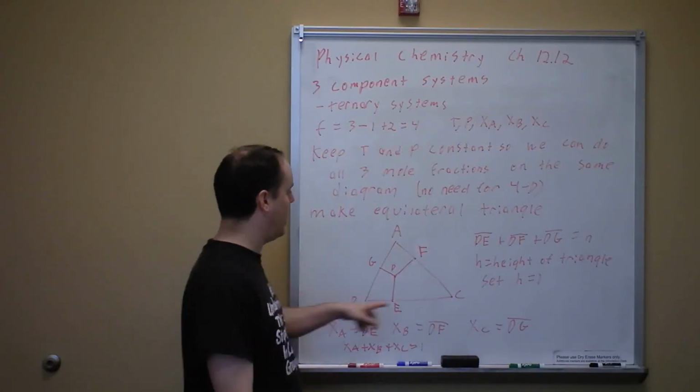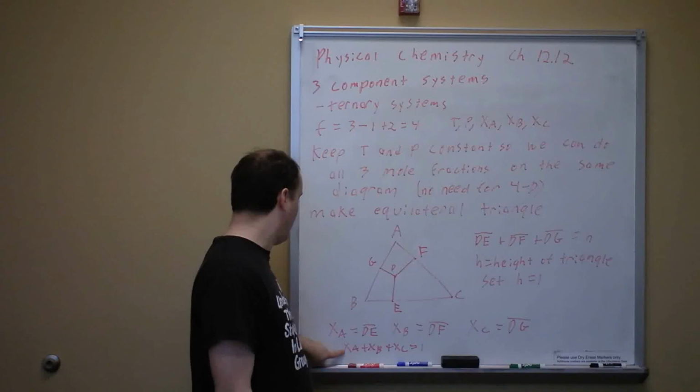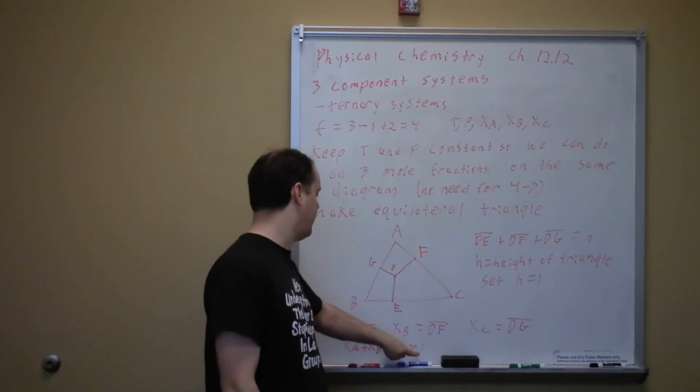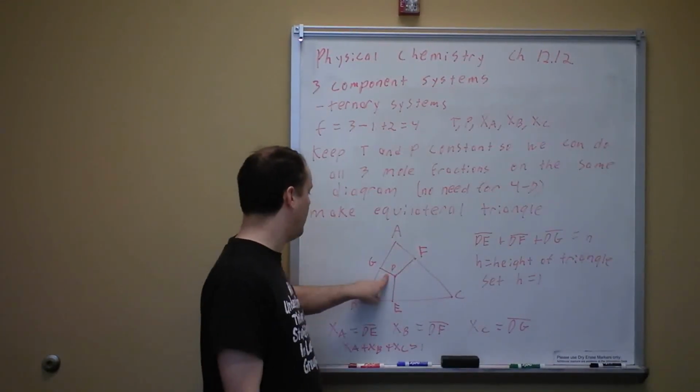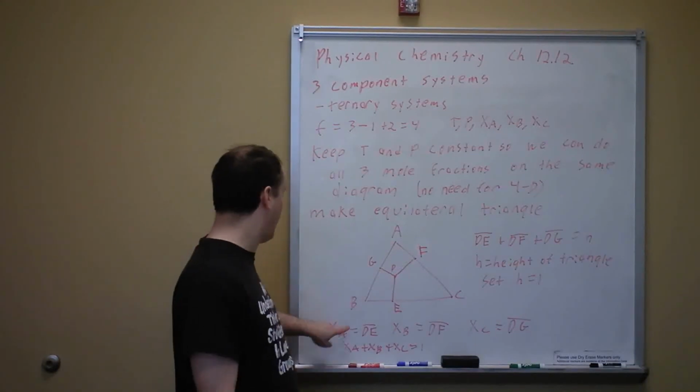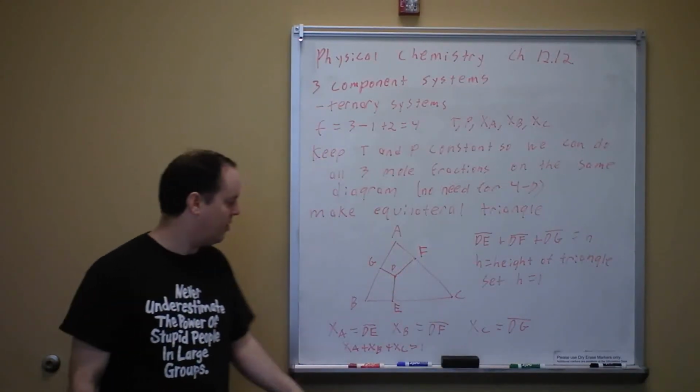And since we said that H is 1, we know mole fraction of A plus mole fraction of B plus mole fraction of C equals 1. So now we know this plus this equals 1. That's why we were able to make these substitutions.